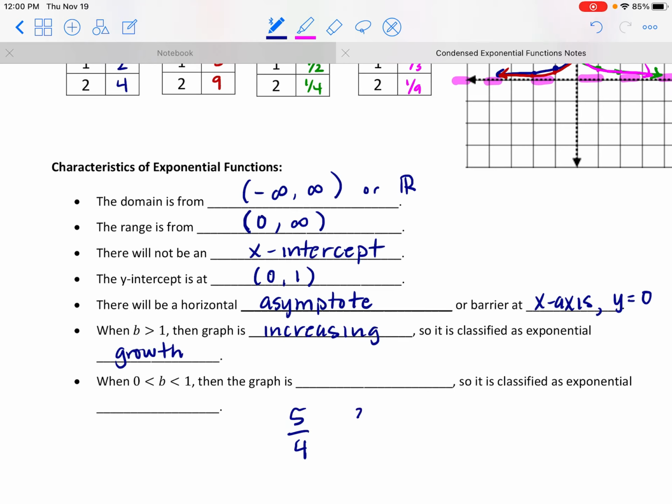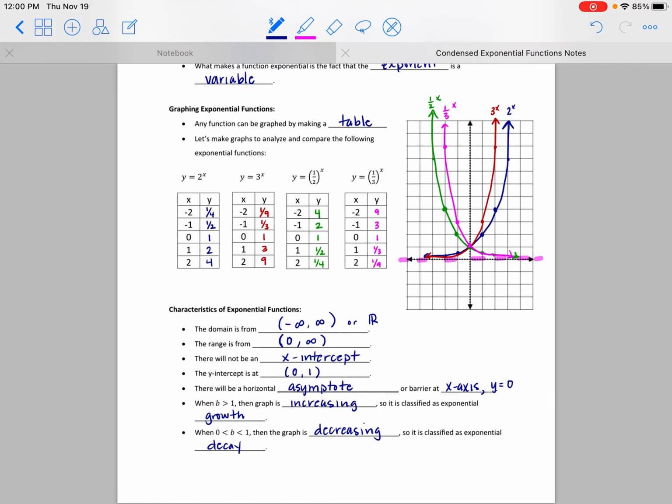But if we had, let's say, 3/4, if we cut our number by 3/4 every time, then our numbers are going to decrease, the y values would decrease, and so we would have a decreasing graph, and we would classify that as exponential decay. Now, not every increasing graph is growth and not every decreasing graph is decay, because, again, transformations can alter some of these things, but in general, the parent versions of these increase with growth and decrease with decay.